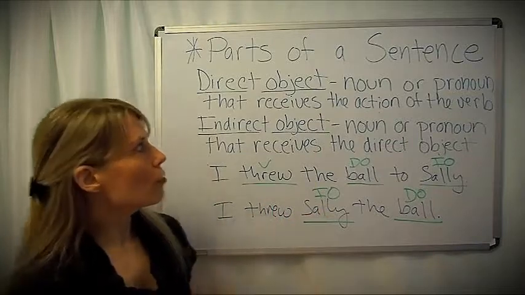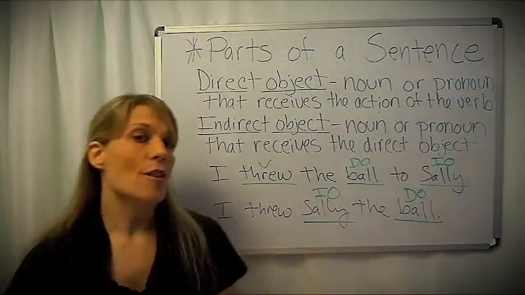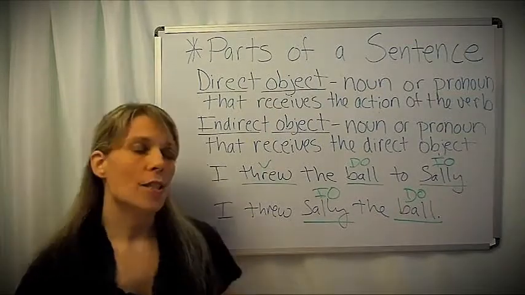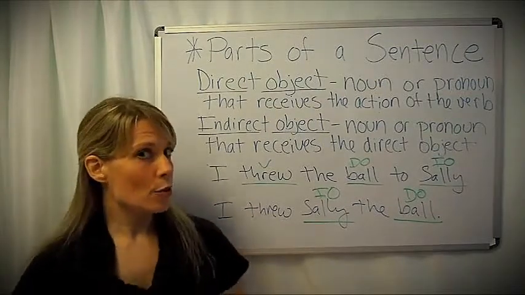So again, just a quick review. Direct object is our noun or pronoun that receives the action of the verb. Indirect object is our noun or pronoun that receives the direct object.